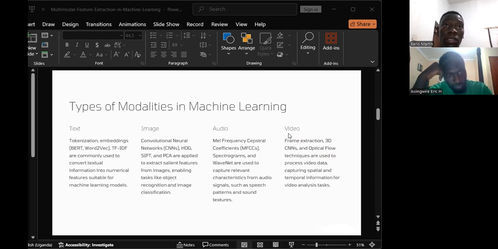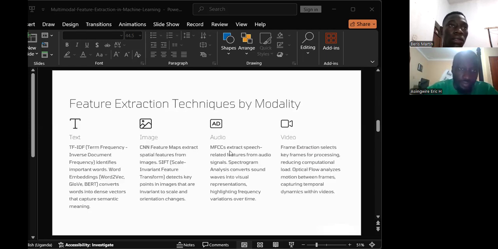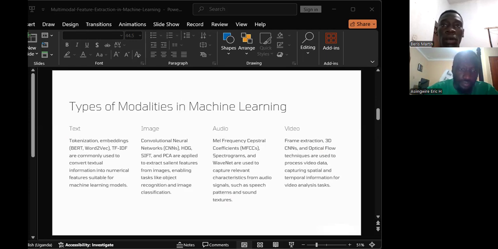The types of modalities in machine learning are text, image, audio, and video. I'm going to explain more about this. Let's start with text. For text, we have something called tokenization. Tokenization is where we take a sentence or a phrase and break it down into individual words so that we can easily analyze the sentence.